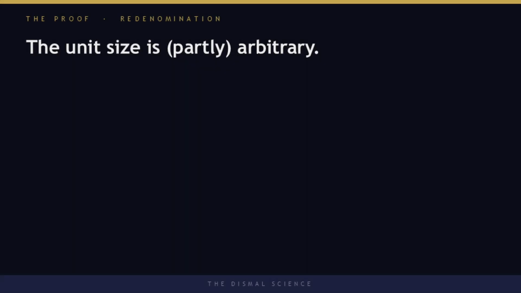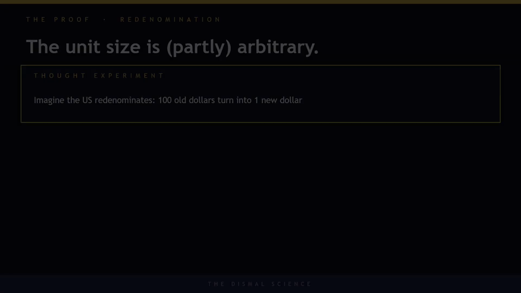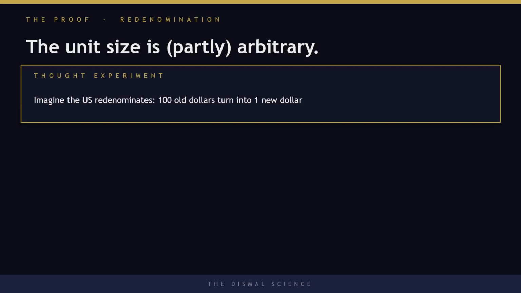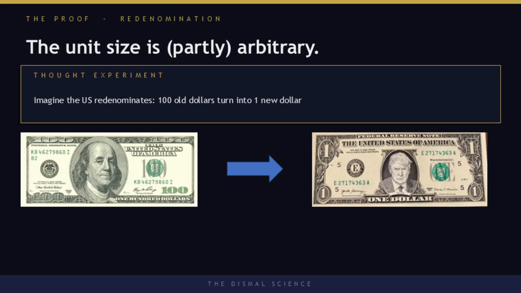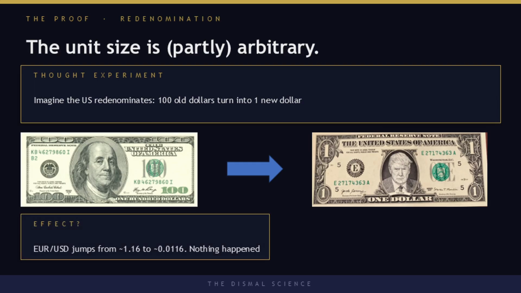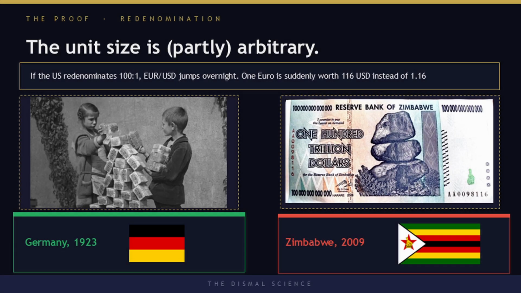Let's think of a hypothetical scenario to illustrate that the unit size is arbitrary. Let's say the US decides to redenominate the currency, so 100 old US dollars turn into 1 new US dollar. Overnight, the Euro USD exchange rate would mechanically jump from around 1.16 to around 0.0116. Does that mean America is great again and that the American economy just became 100 times stronger? No. Nothing changed. The unit got smaller. That's all.